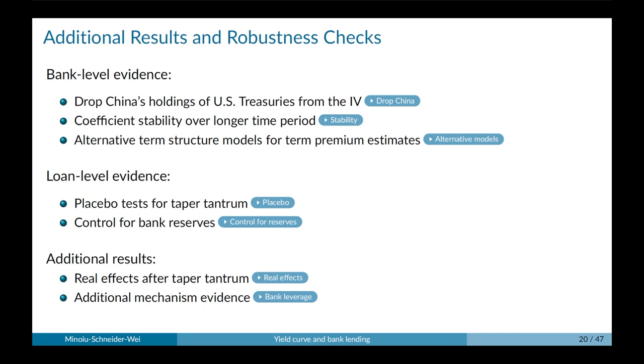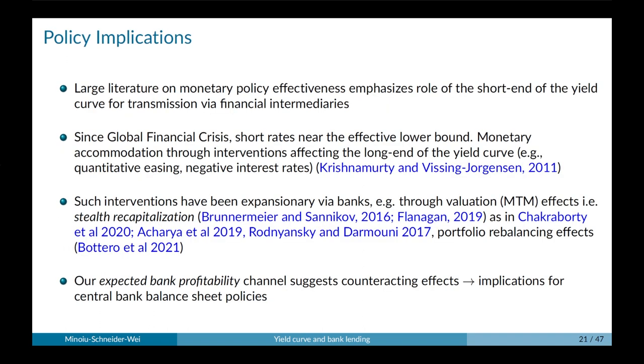And finally, I have some additional mechanism evidence. As I mentioned, there are different ways by which banks can take more interest rate risk. One is to leverage up while holding maturities constant, and the other one is to take more duration risk while holding leverage constant. And we have evidence for both of these channels.